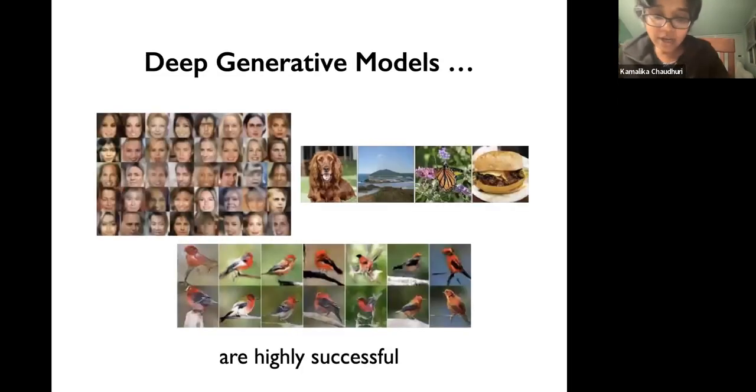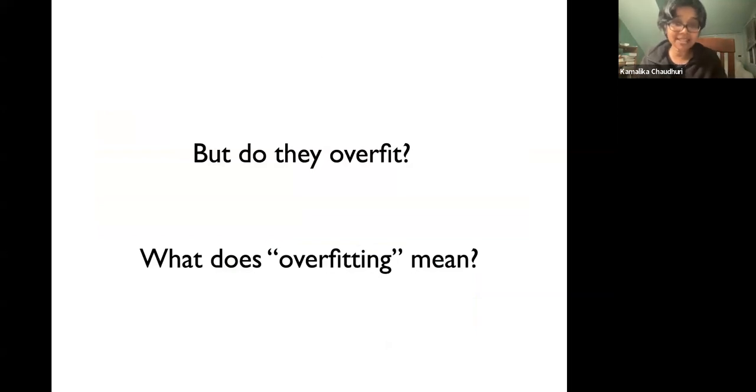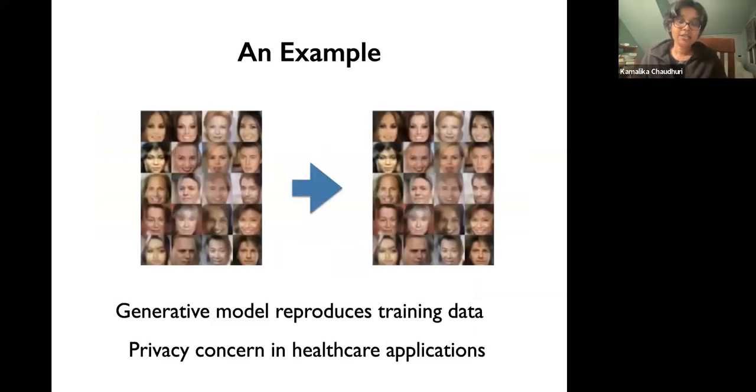Okay. So here what we'll be talking about is deep generative models. By now everybody's heard about GANs and seen all these deepfakes and so on and so forth. They have been highly, highly successful, right? But a question that remains is, do they overfit? And the question is, what does overfitting even mean in this context? What kind of overfitting are we looking to detect?